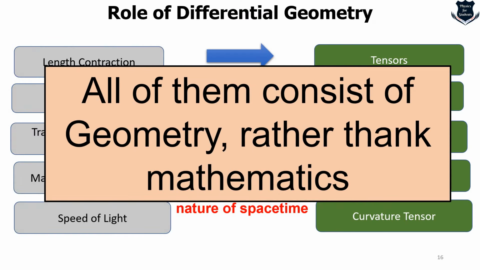So we need a mathematical tool, or rather I would say a geometrical tool, in order to define the curvature, in order to define this new geometry of Einstein. And this is why we need the role of differential geometry.